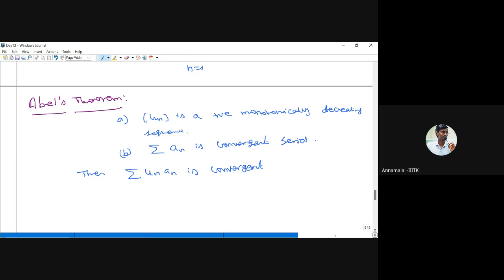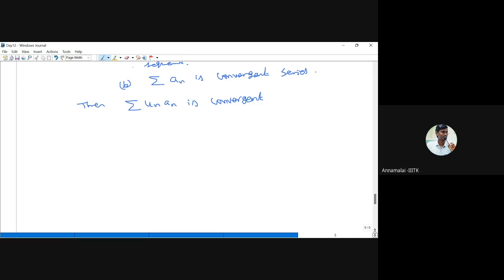So Abel omitted the condition that u_n converges to 0 and included the second condition, that the series is convergent, and still the product u_n a_n is convergent. So this is Abel's theorem. Now we solve some problems on this, using Abel's theorem or Dirichlet's theorem, either or both of these. Example.